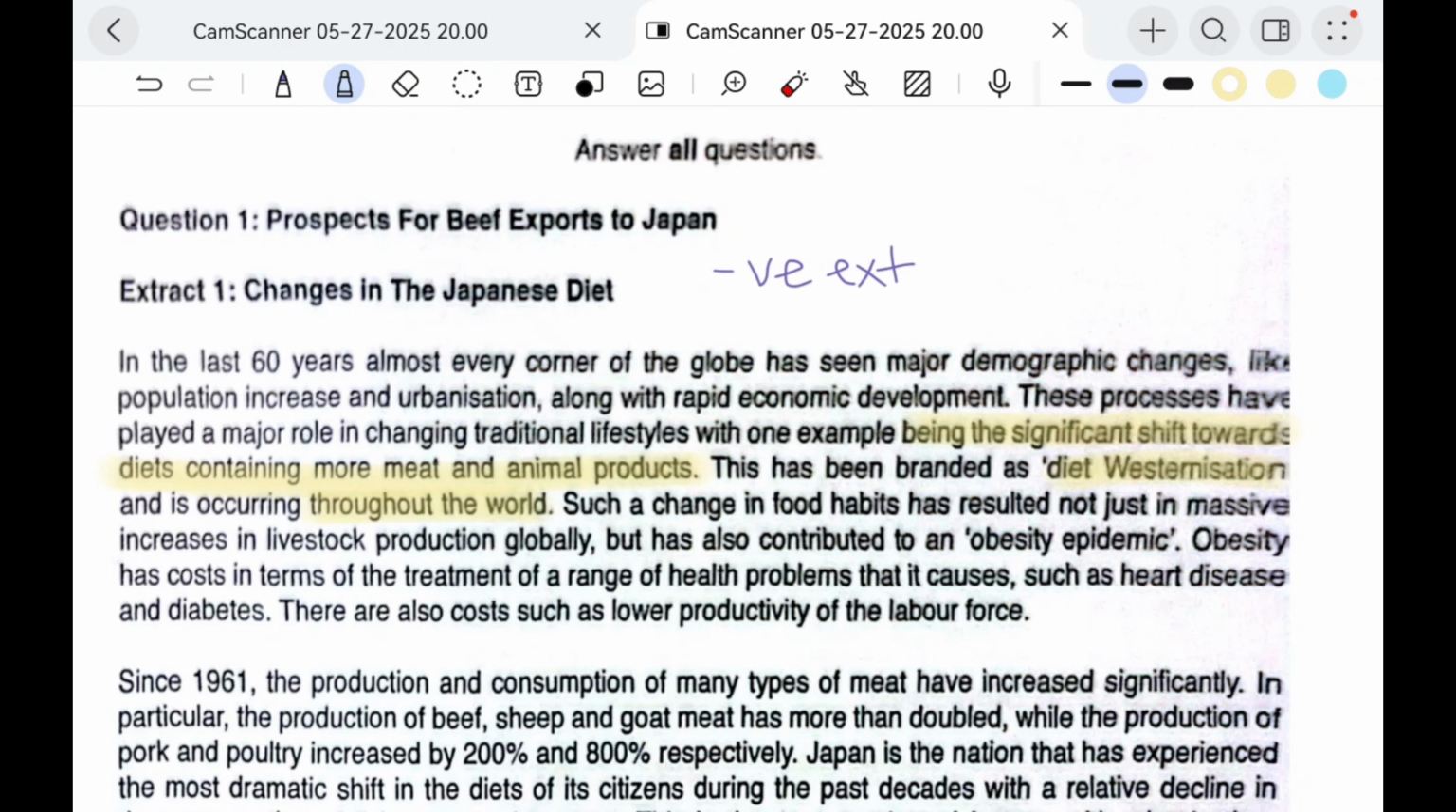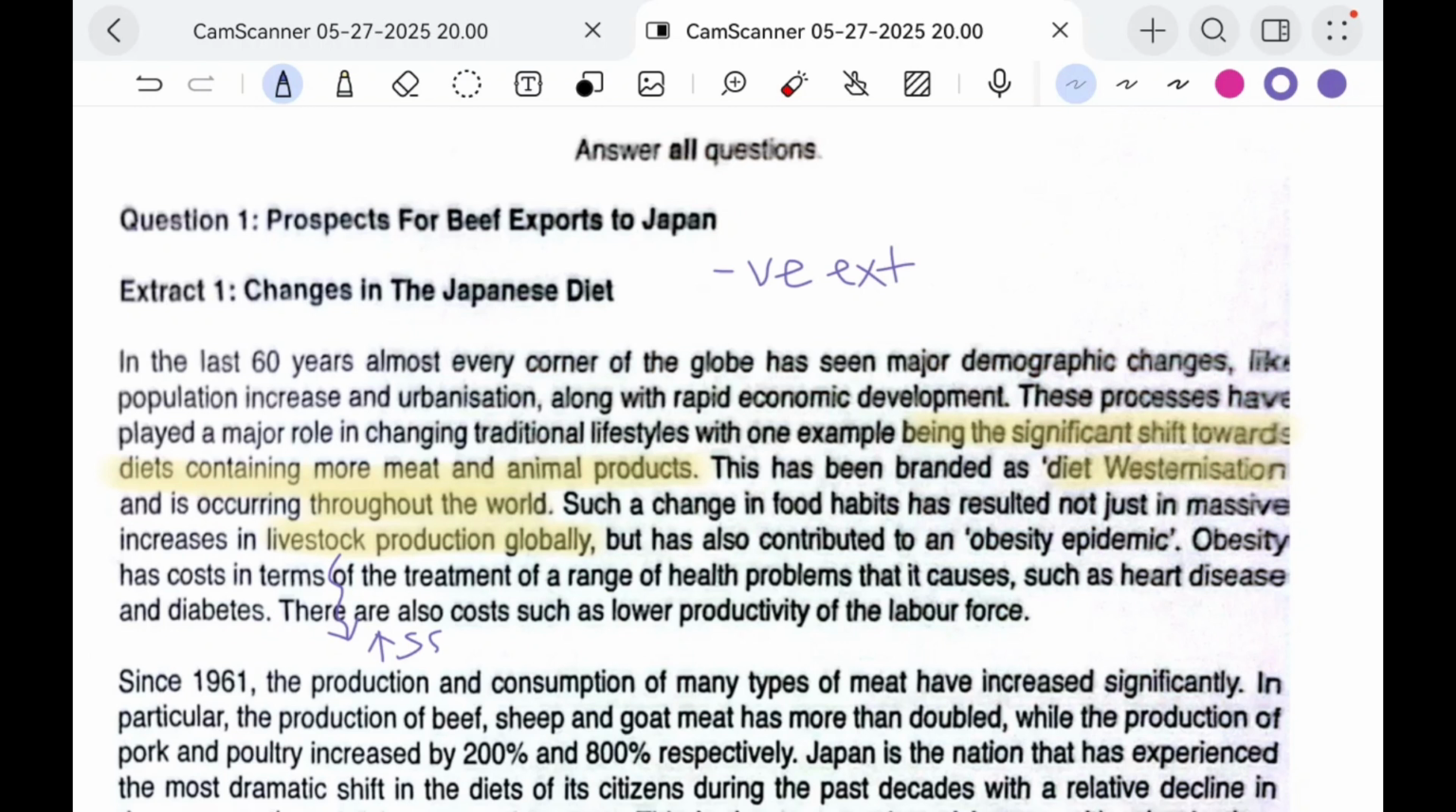So probably Japan has some unique characteristic about this phenomenon that is worth looking into. Okay, such a change in food habits has resulted not just in massive increase in livestock production globally. Okay, so sometimes when you read the case, you can take note of possible concepts. Like in this case, they talk about massive increase in livestock production, so you can attribute this to increase in supply. In case the question asks you anything about demand supply factor, then you can raise this.